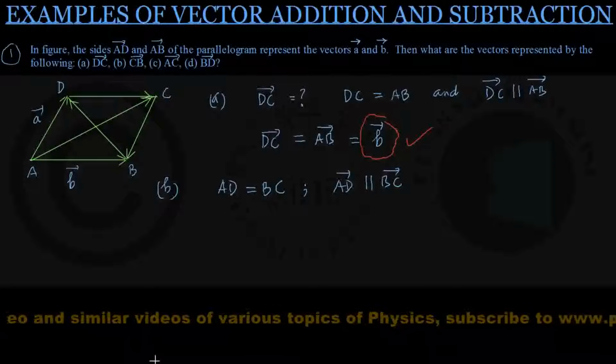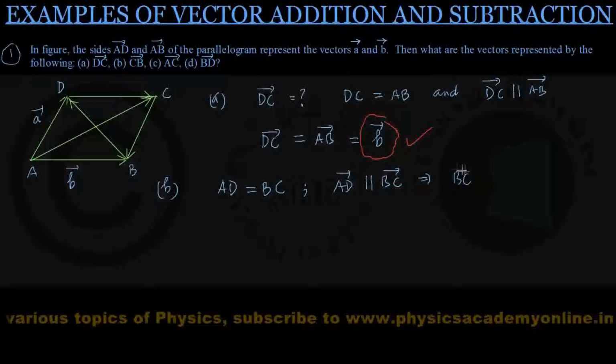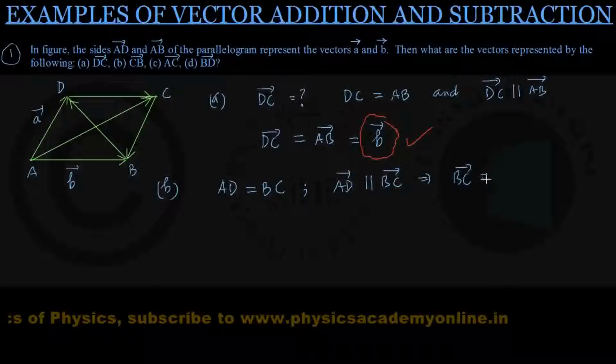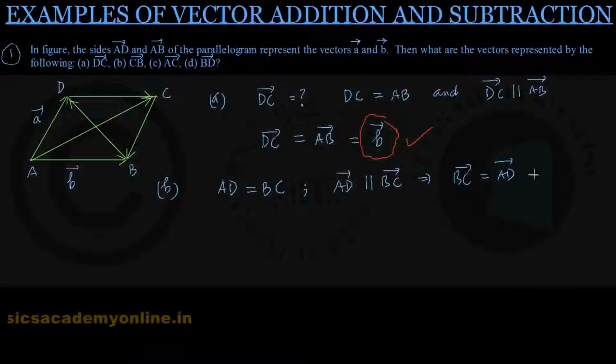So we could write down, this means the BC vector must be equal to the AD vector, since they have the same length and they are parallel. We can shift vectors in the case of free vectors, and AD being the vector A, of course BC is equal to vector A.